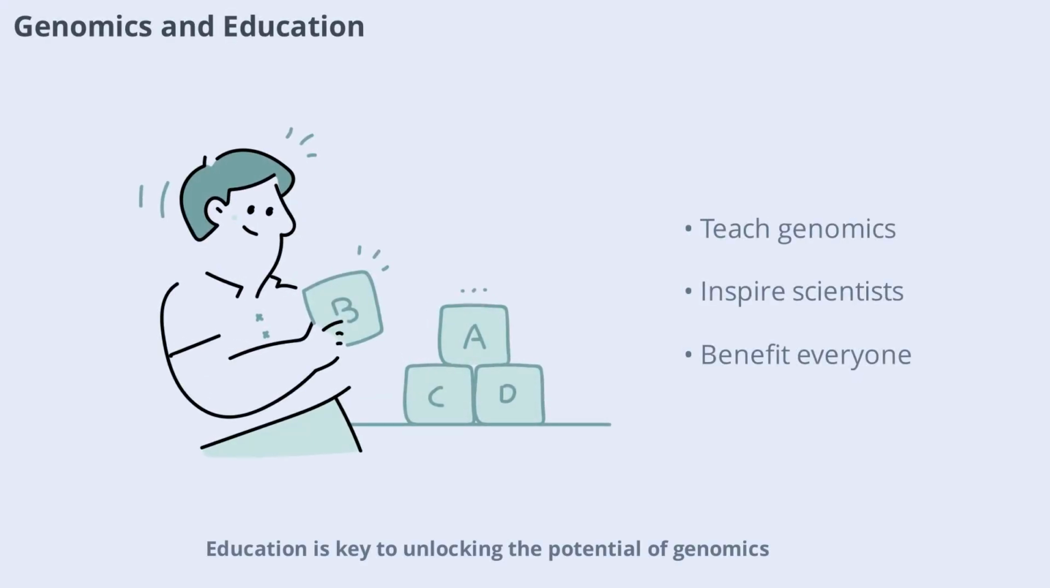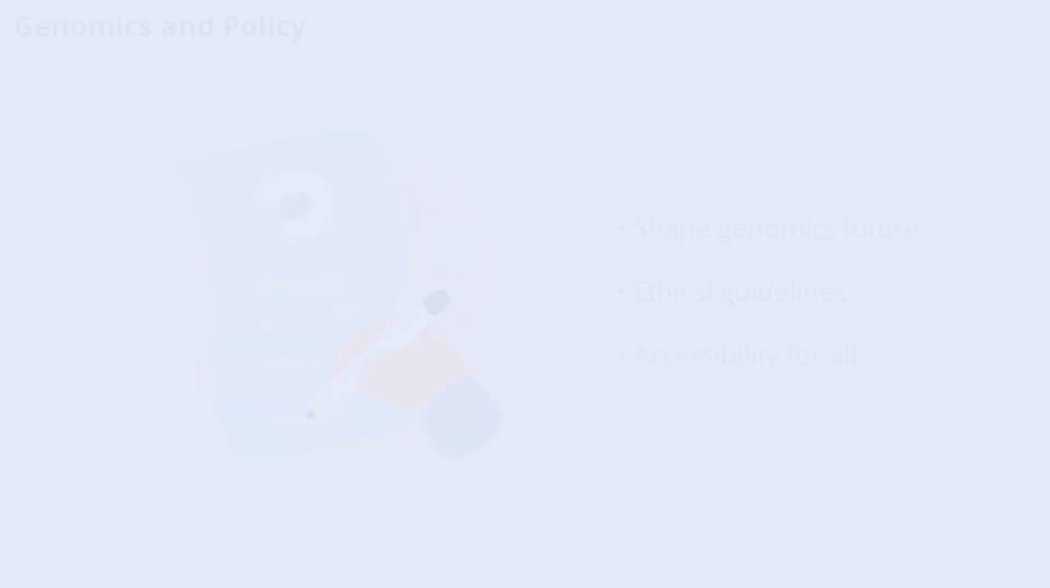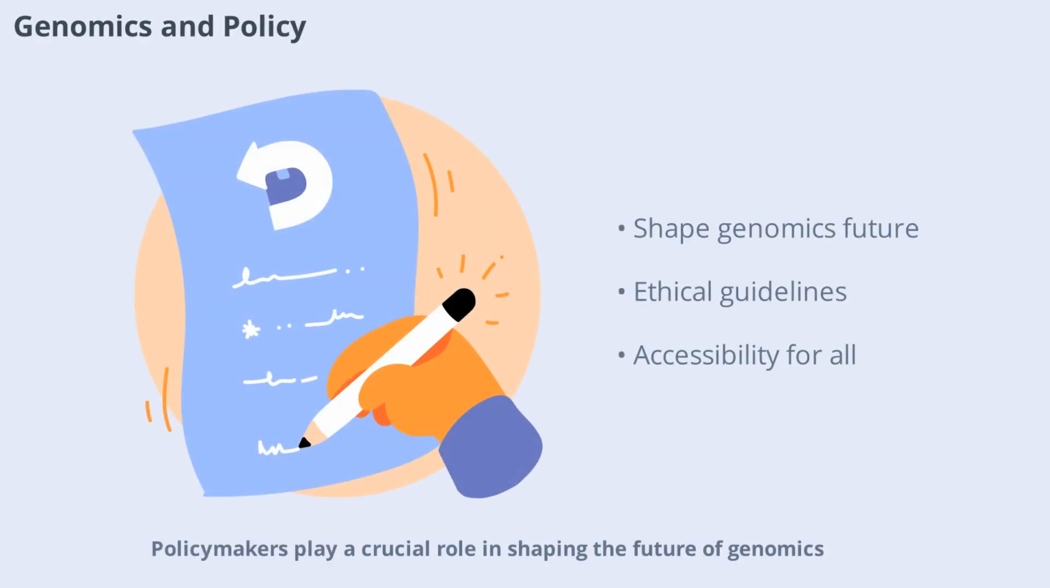Education is key to unlocking the potential of genomics. By teaching students and the public about genomics, we can inspire the next generation of scientists and ensure that everyone benefits from this powerful science. Policymakers play a crucial role in shaping the future of genomics. By creating laws and guidelines, they help ensure that genomic research and applications are ethical, safe, and accessible to all.